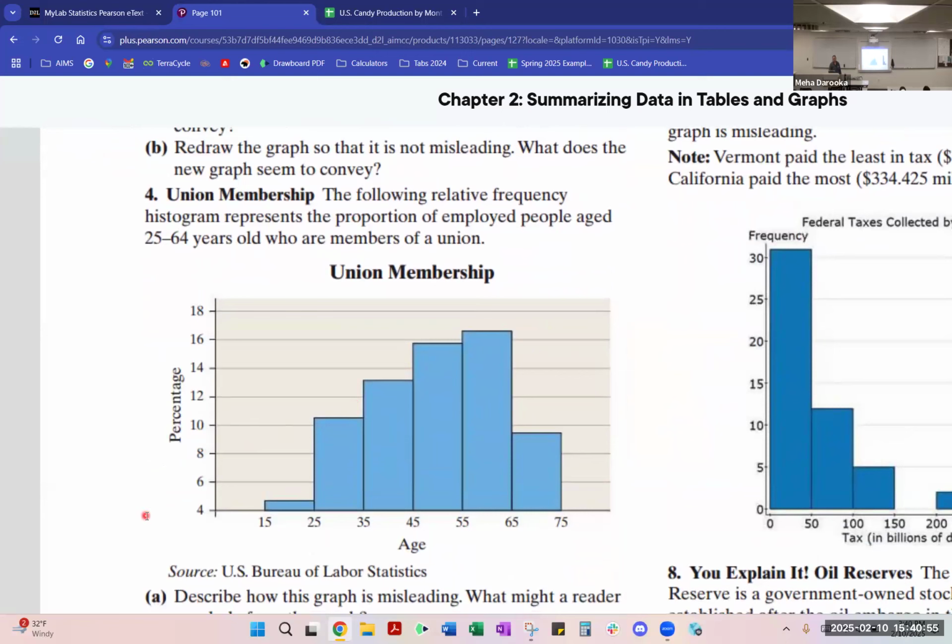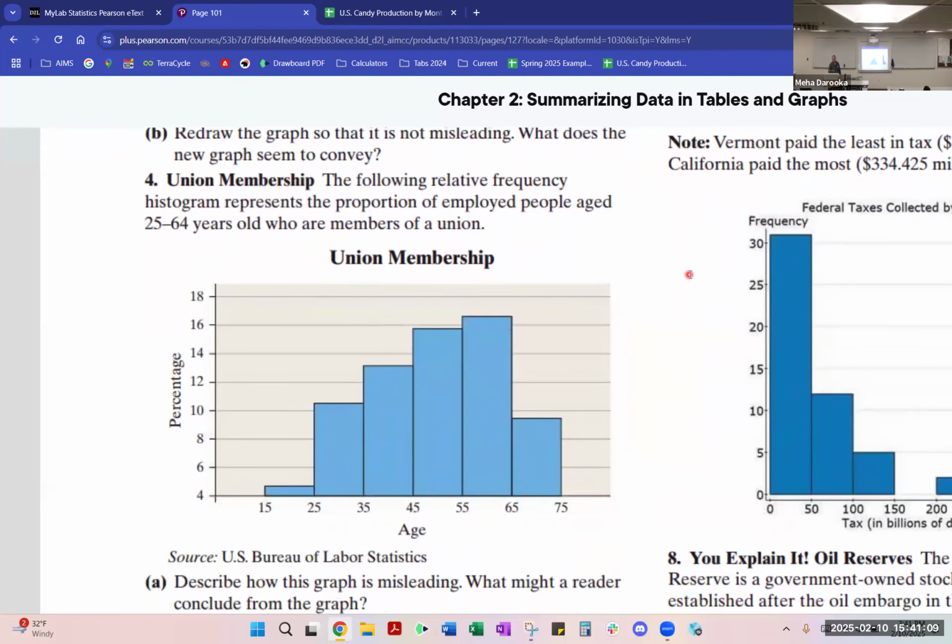Union membership, this is talking about the relative frequency histogram representing the proportion of employed people aged 25 to 64 years old who are members of a union. So what's misleading here? Again, we're not starting at 0.